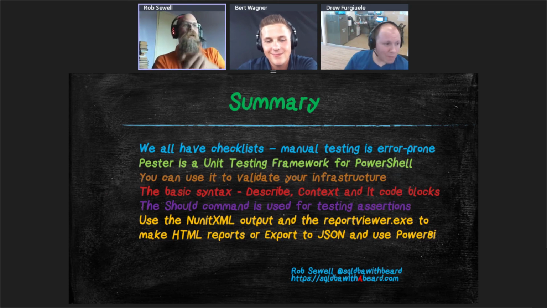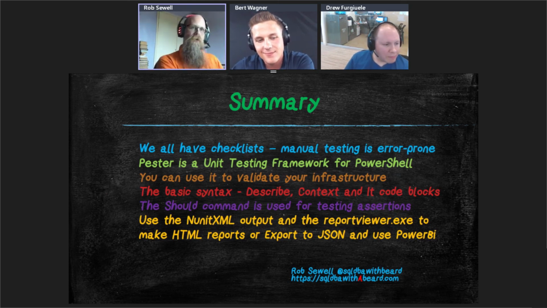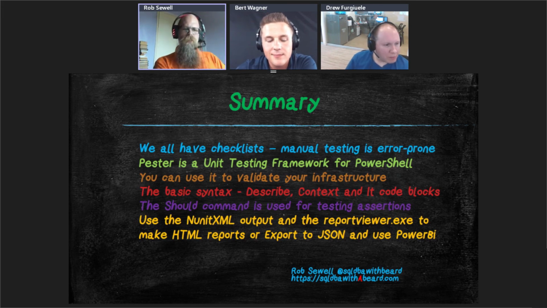Pester is a unit testing framework for PowerShell, for writing your PowerShell code. If you're going to get deep into writing good PowerShell code, start looking at and understanding Pester. But it's just PowerShell. You can use it to validate your infrastructure. Basic syntax: describe, context, and it code blocks. Don't forget to put your curly brace on the same line. I bet you all go and put the curly brace on the next line just so you can look at the message and see that it really does say what I said.